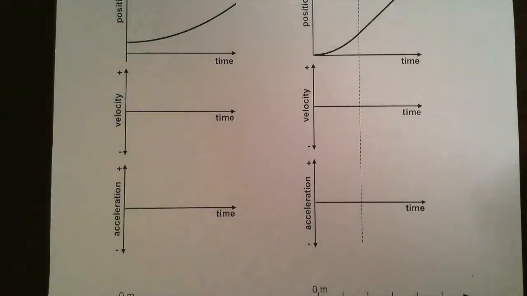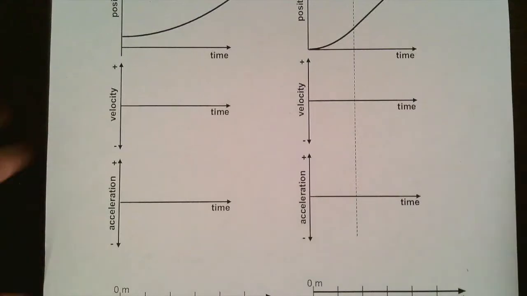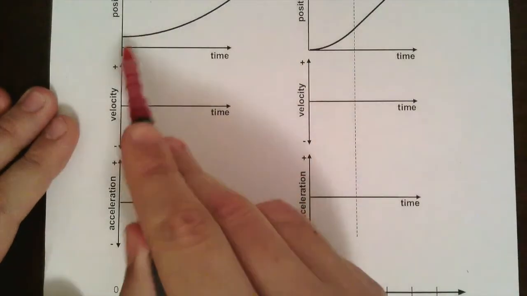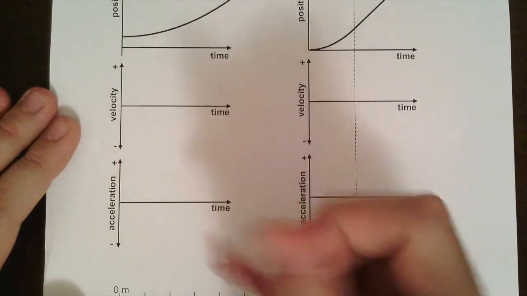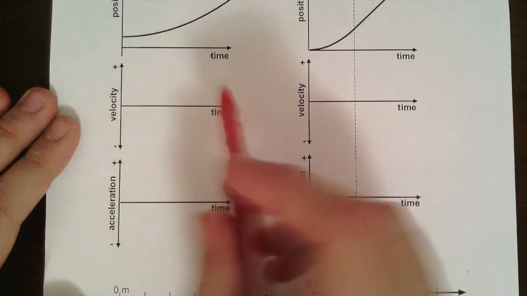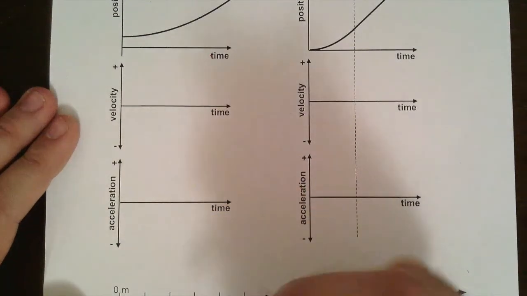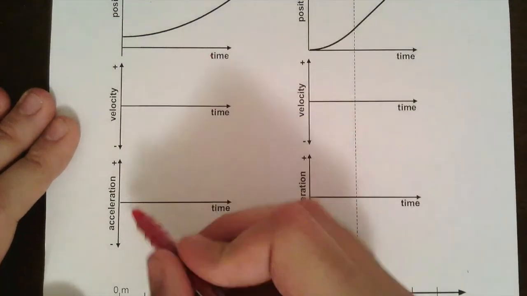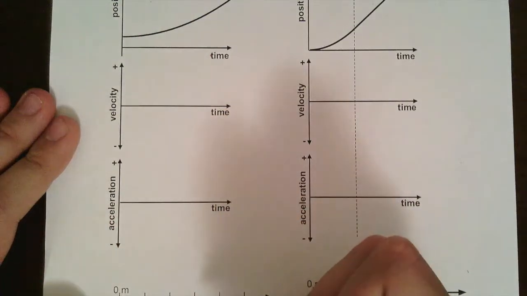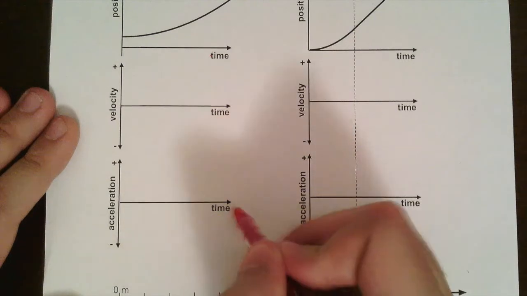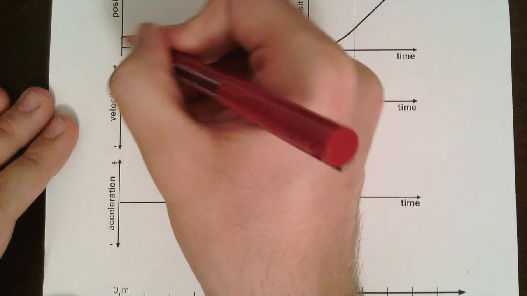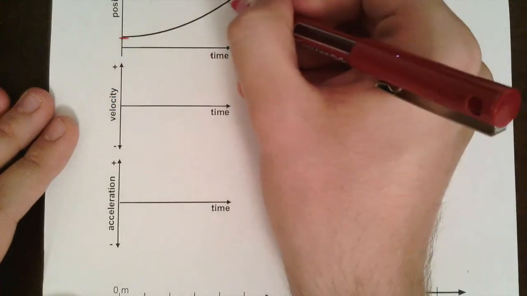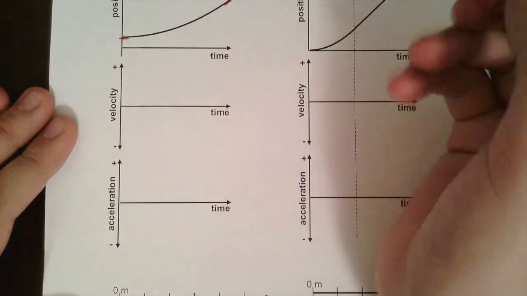This will be the last 2 questions we have for the maps review. My position versus time is non-linear, and we know off the bat that a non-linear position versus time means there's a non-zero acceleration. So we should expect the acceleration versus time to be non-zero, so it's not on this time axis right here.